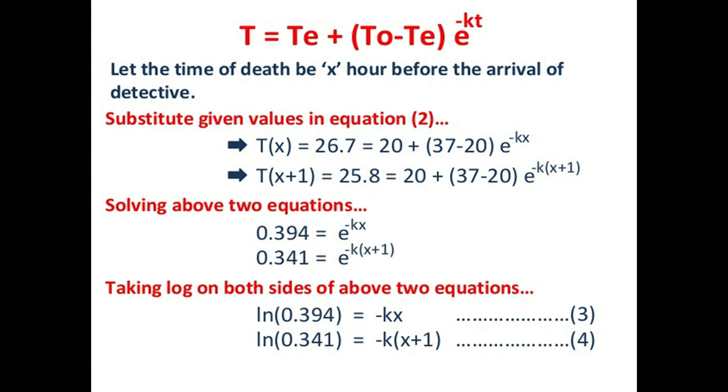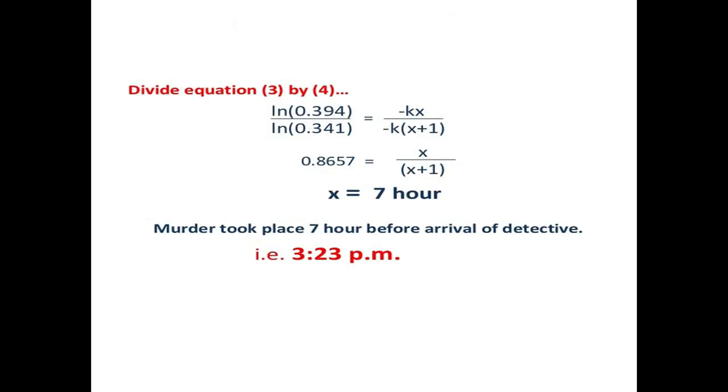Then taking log on both sides of the above two equations, we have equations 3 and 4. Then divide equation 3 by 4 and we get the value of X, that is X equals 7 hours. So the murder took place 7 hours before the arrival of the detective, that is at 3:23. Thank you.